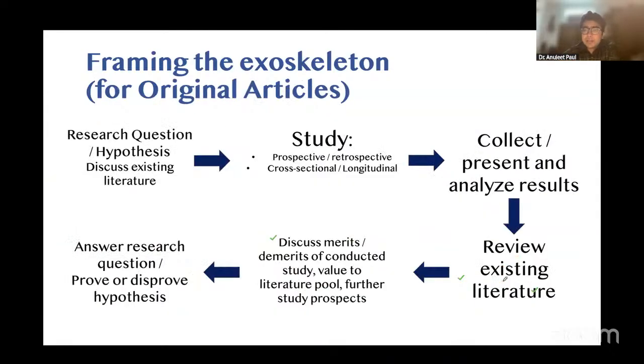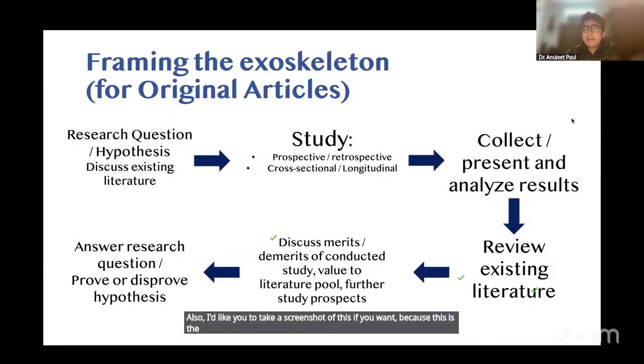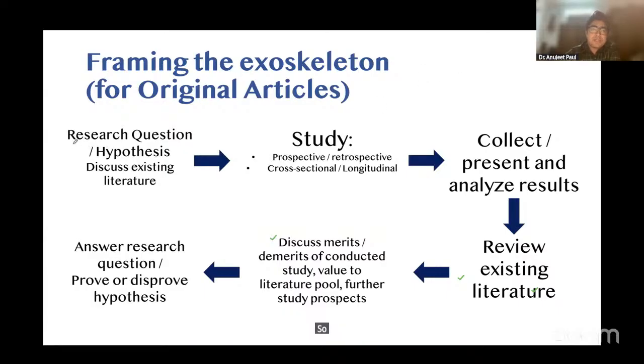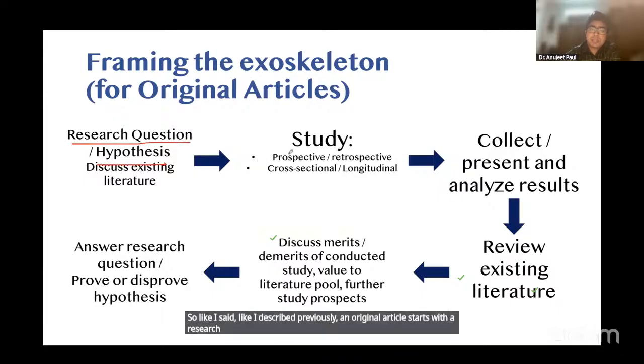Also, I'd like you to take a screenshot of this if you want, because this is the ultimate framework to writing an original article. This will be quite helpful for you going forward. So like I described previously, an original article starts with a research question or a hypothesis, after which you decide what kind of study you want to do.